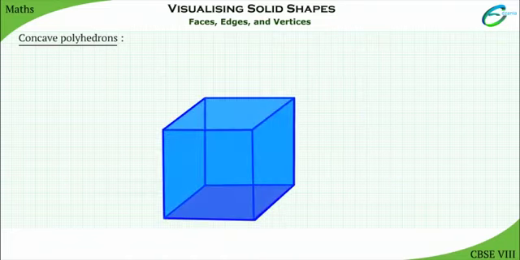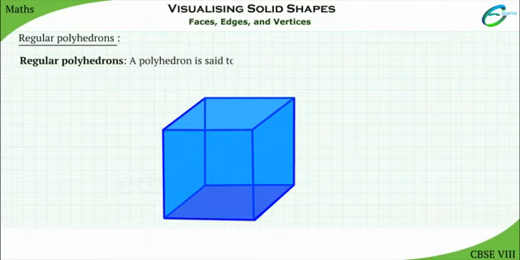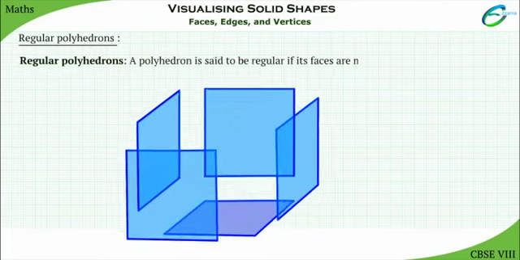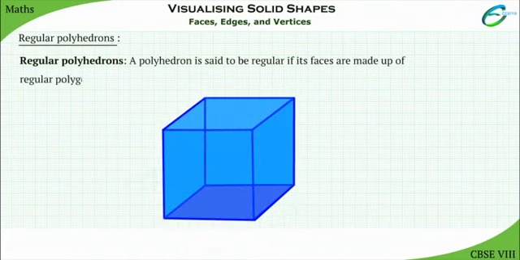We have another type of polyhedron, which is the regular polyhedron. According to the concept of regular polygons, a polyhedron is said to be regular if its faces are made up of regular polygons and the same number of faces meet at each vertex.